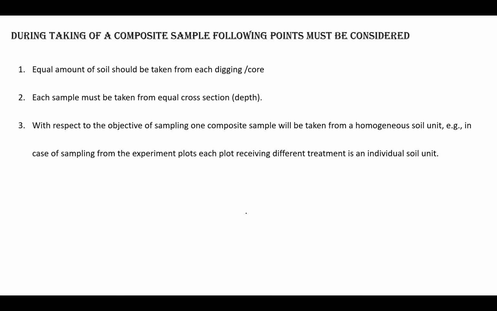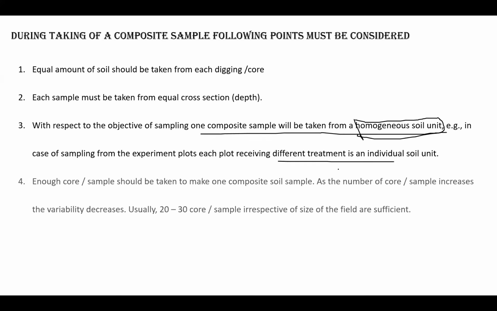Followed by, one composite sample is taken from a homogeneous soil unit. That means we have to take it from a particular homogeneous soil unit. What is this homogeneous soil unit? We will learn in the coming slides. If you are conducting experimental plots, we have to take the soil sample based on the different treatments given in that particular experimental plot.